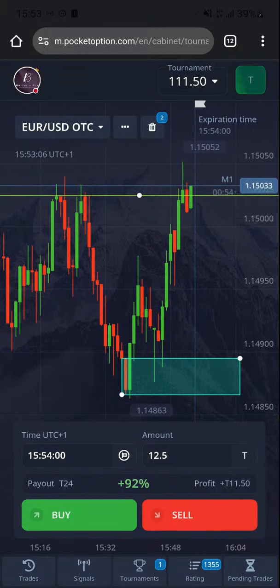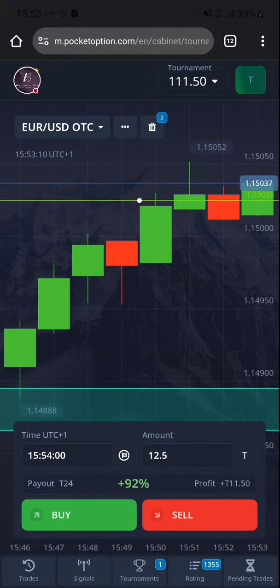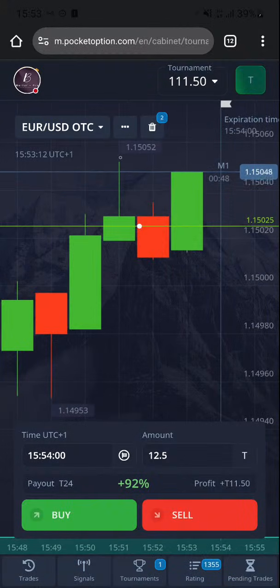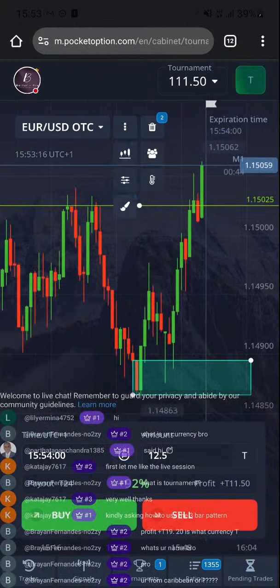Now let me tell you why I took the trade. This is a thought breakout, and I was seeing this. You see this candle that broke the level, this particular level.